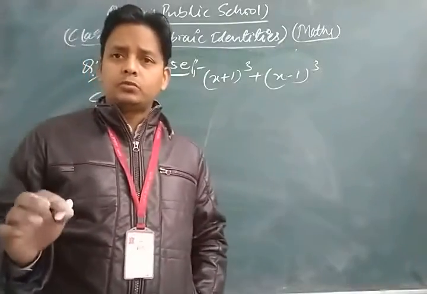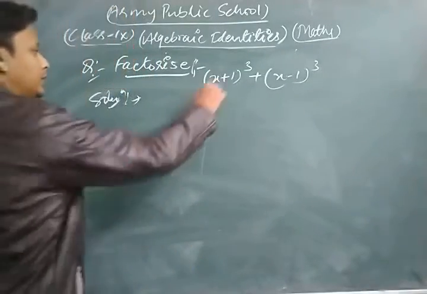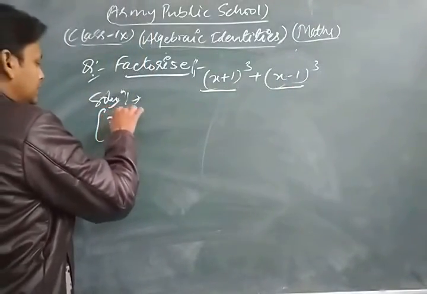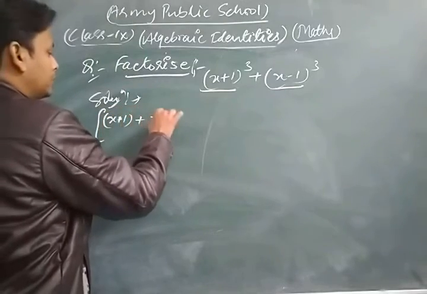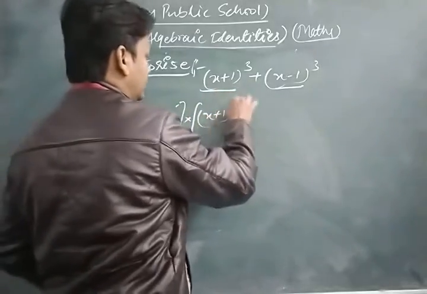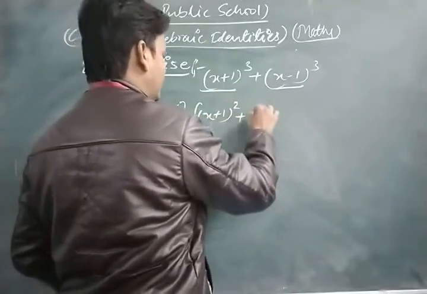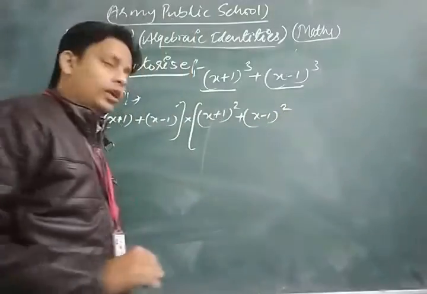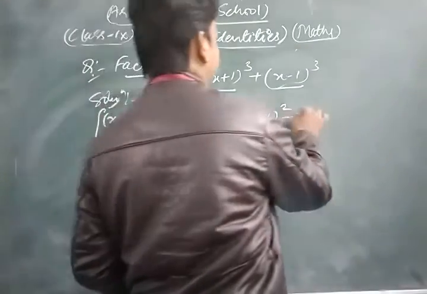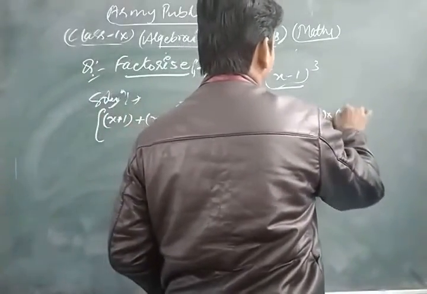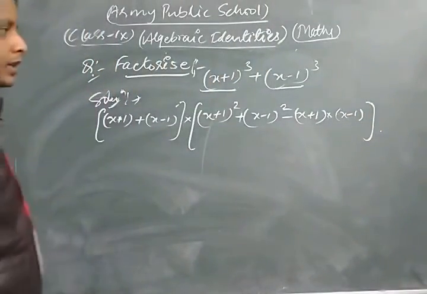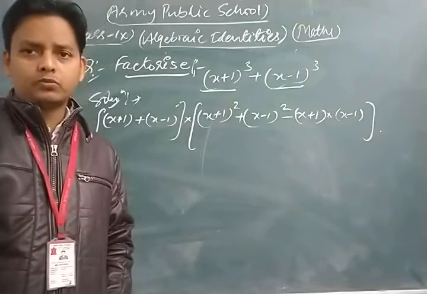We know the identity a cube plus b cube, we just apply it. Okay, this is a, this is b, so a cube plus b cube equals a plus b in one bracket, into, in another bracket, a square plus b square minus ab. Okay, a square plus b square minus ab. This is the identity. Here we apply the identity a cube plus b cube.